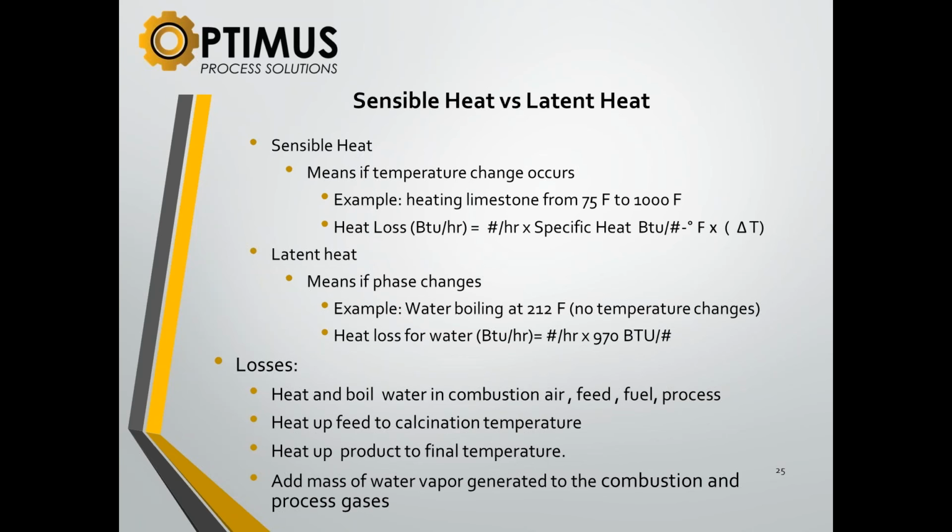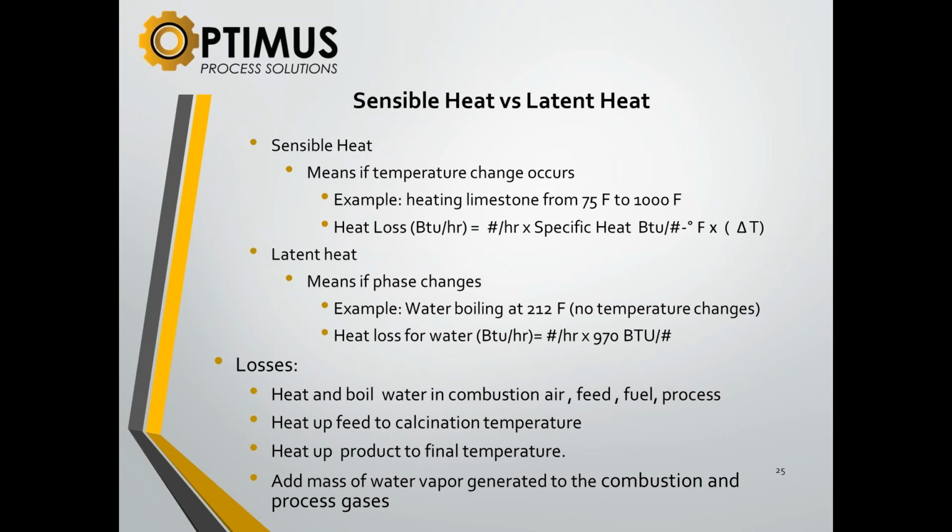Now, if you go above 212, then you're heating a water vapor, and it has sensible heat too. And it's not a phase change. It's just heating water vapor. And we showed you that chart where the heat content of water vapor is relatively high compared to anything else. And then these are just some of the other losses in the kiln.